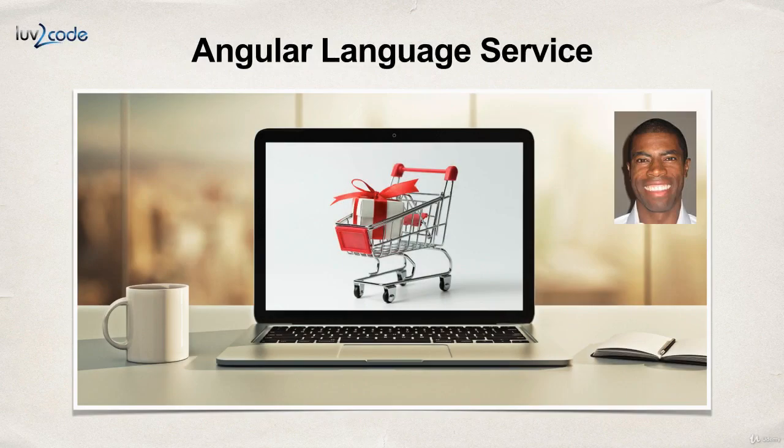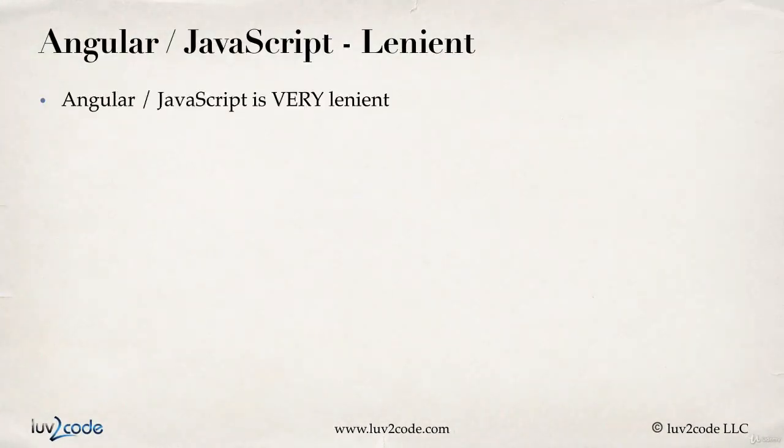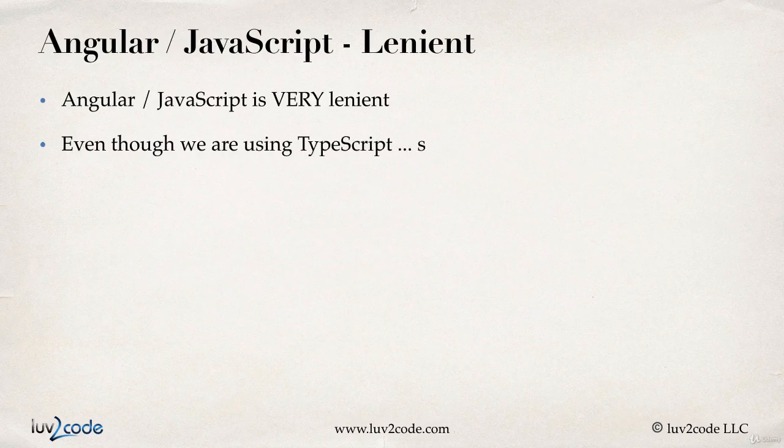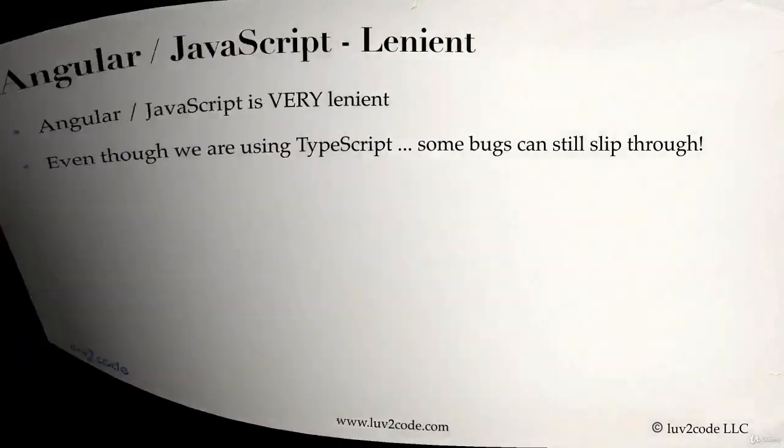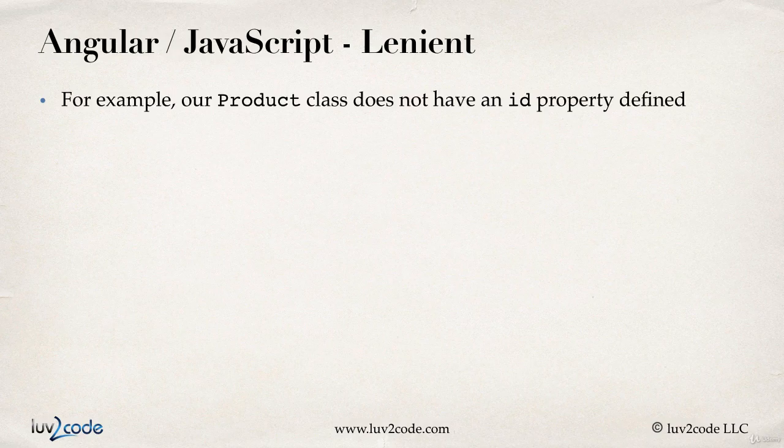In this video, we'll cover the Angular language service. Angular and JavaScript are very lenient. Even though we're using TypeScript, some bugs can still slip through our application. For example, our product class does not have an ID property defined, but we can still assign data to it.